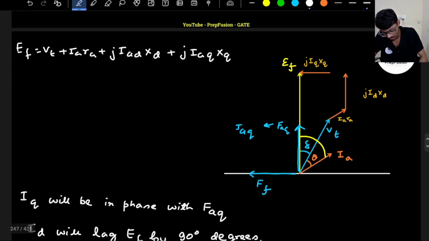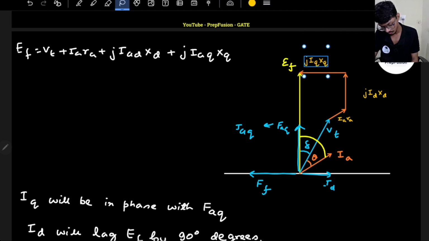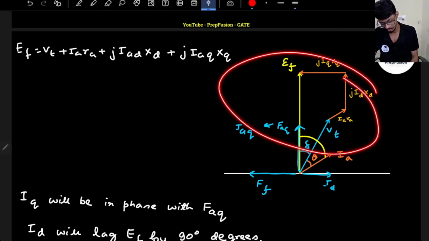This thing you can remember. So ID will be here. So here IAQ is here, and here I have ID, right? This direction is ID. So j into IAD, this time plus j. Plus j means anti-clockwise, plus 90. So this will be my direction of plus j ID into XD, and then plus j into IAQ. Plus j means again anti-clockwise. So this will be IQ into XQ, and this will be ID into XD. So that's how you can draw the phasor diagram.